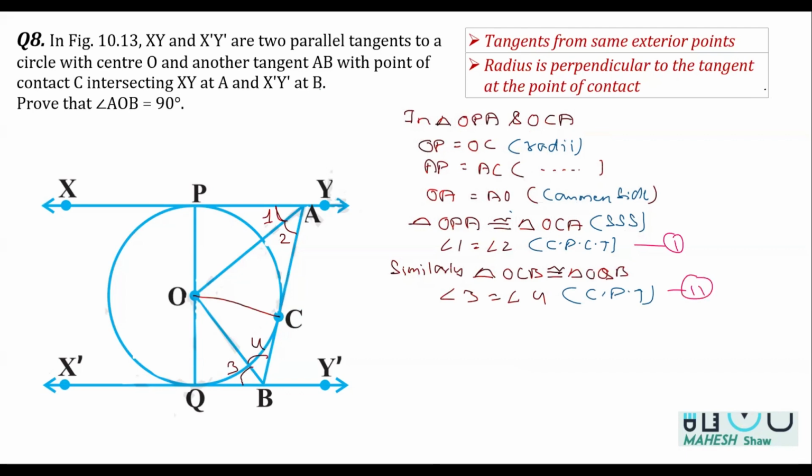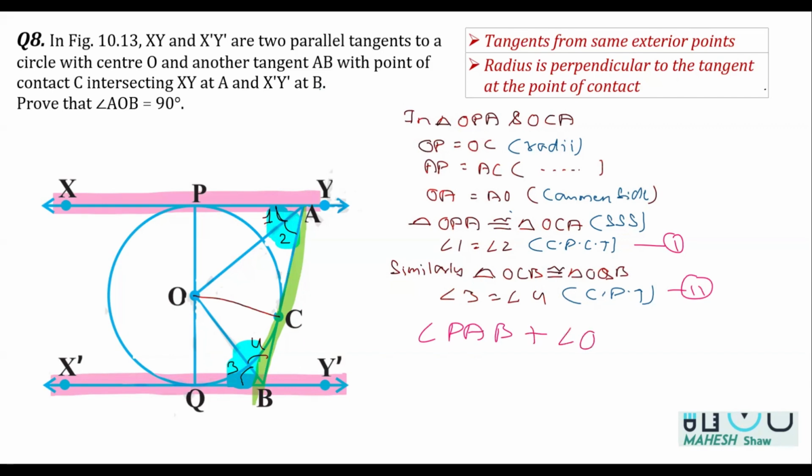Now, since these two lines are parallel, and considering this as the transversal, I can say the co-interior angles are supplementary. That means this angle plus this angle will be 180 degrees, right? So that is what I'll write here. I'll write angle PAB plus angle QBA is equal to 180 degrees. And the reason is the property of co-interior angles.